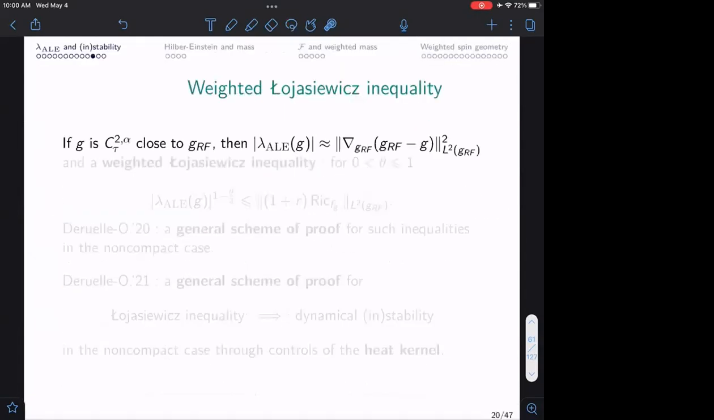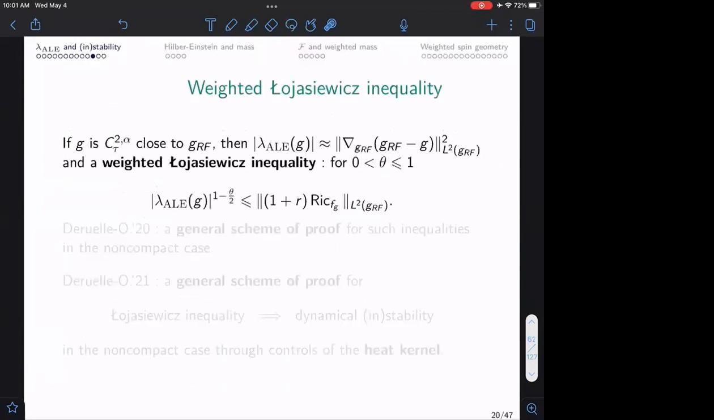So I want to say also that another better behavior than mass in comparing metrics is that lambda ALE, if you are in one of these neighborhoods, be careful, you need to be in one of these neighborhoods, then you will be able to measure lambda ALE by this L2 norm of the gradient of the difference of the two metrics. So it really tells you how far you are from Euclidean space, if that's your Ricci-flat metric, or from another Ricci-flat ALE metric.